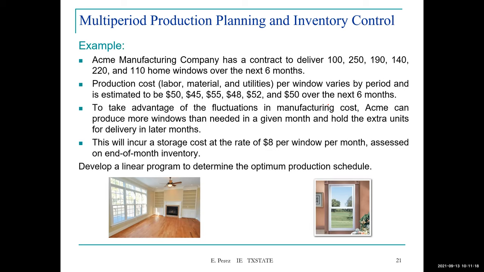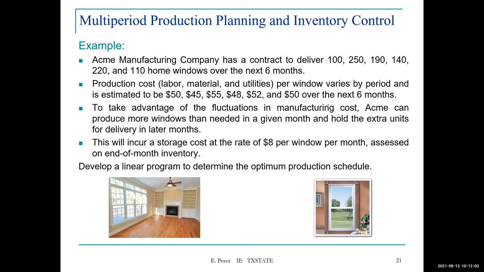We have a manufacturing company that has a contract to deliver 100, 250, 190, 140, 220, 110 home windows over the next 6 months. So now we're looking at an extended time period. Production costs, which include labor, material, and utilities per window, vary per period, and it's estimated to be $50, $45, $55, $48, $52, and $50 over the next 6 months. So that production cost is going to be changing according to the month that you're producing. It's gonna be going up and down during that time period.